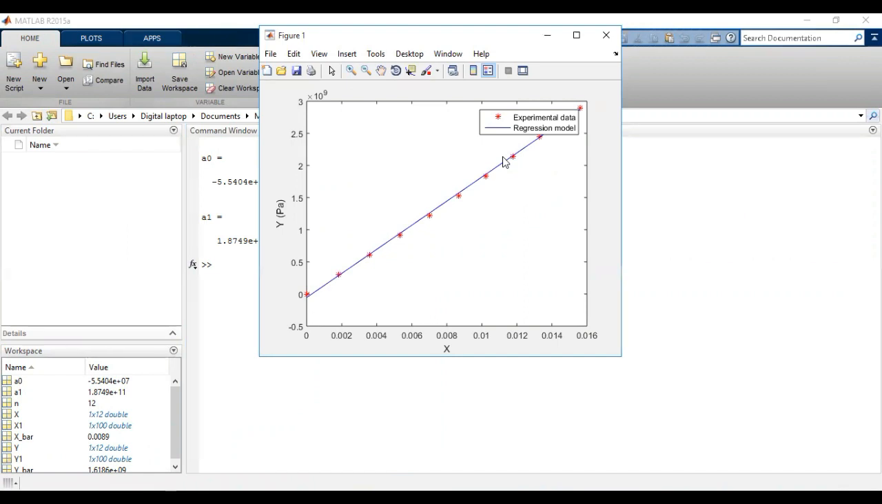So in both the examples, we have seen that an acceptable plot has been obtained between the experimental data and the regression model, and this is a good correlation, and we can see that this regression model is suitable.